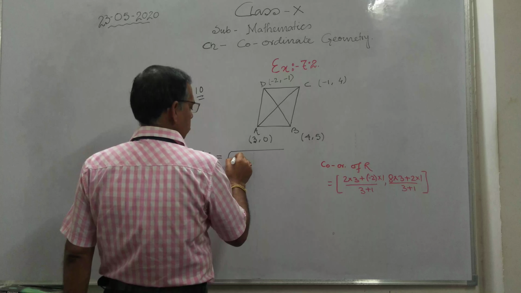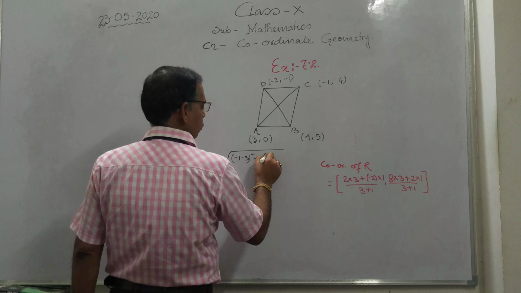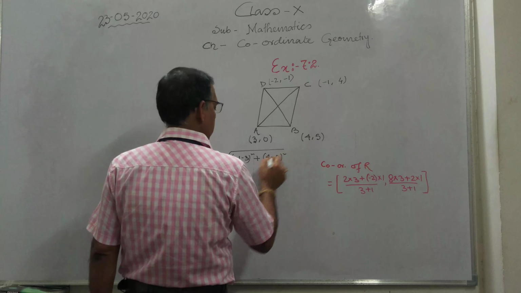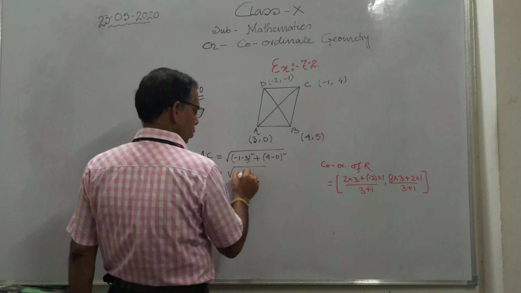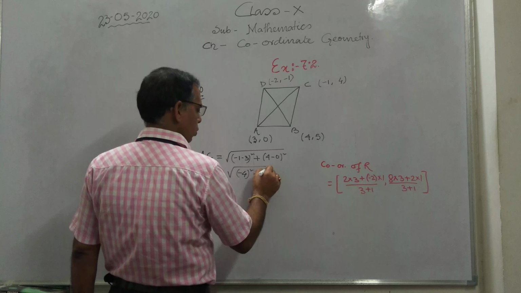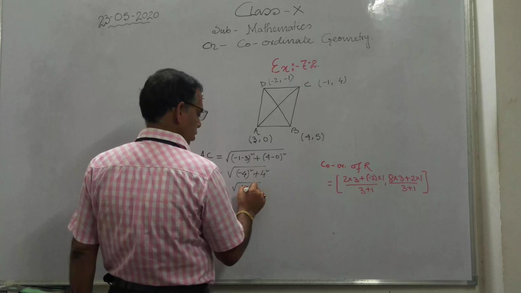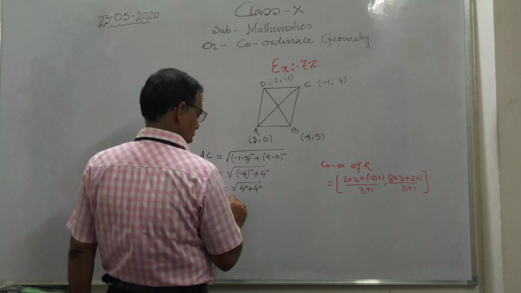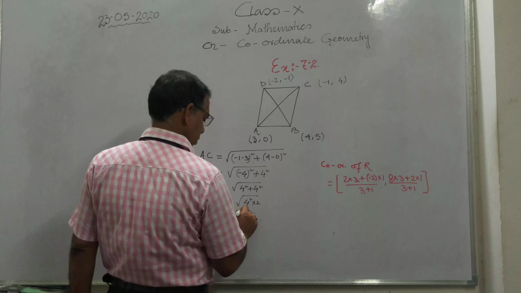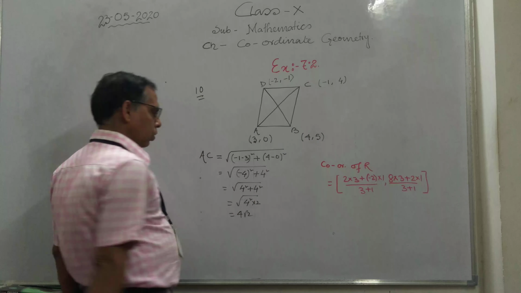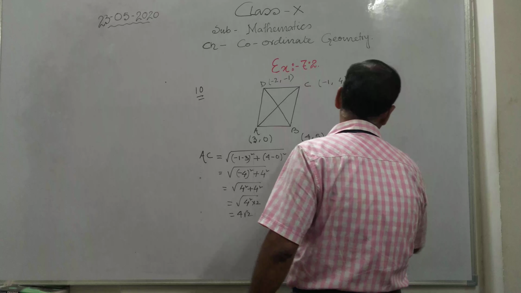So what is that? Root over (-1 - 3) whole square plus (4 - 0) whole square, equal to (-4) whole square plus 4 square. So equal to 4 square plus 4 square, equal to 4 square into 2. That means 4 root 2. We got 4 root 2, okay, this is AC. Then let's see what BD is.